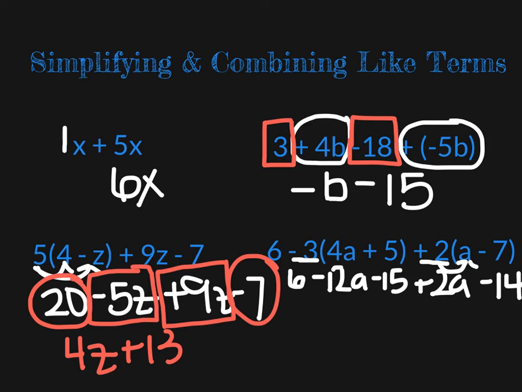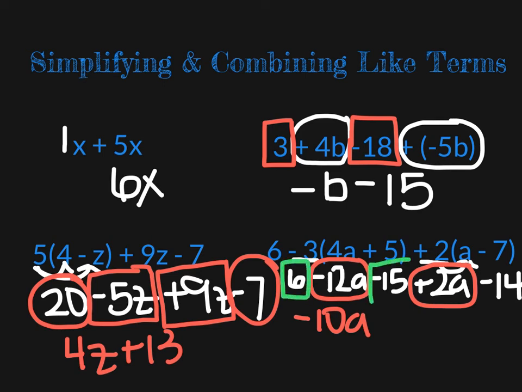Now I can go back and I can look for like terms. First, I'm going to do my variables, and I use my operation symbol out front. And that is a negative 12a plus 2a, which those are opposites, so you subtract. That leaves me with negative 10a. Then I go back, I'm going to grab a different color here. I have a positive 6, a negative 15, which when I put those together would be negative 9. And then I put my negative 9 with a negative 14, which would be a negative 23.